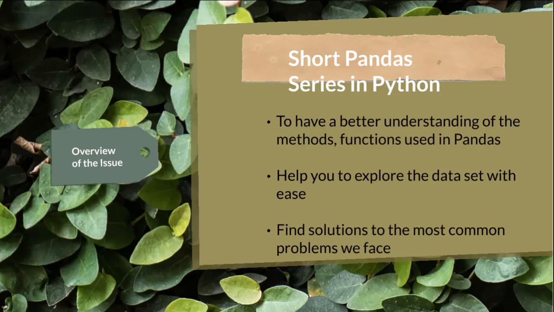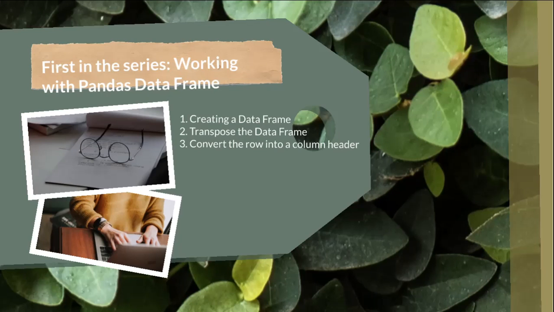These are the most common problems that we face while exploring a data set: how to convert a row into a column or a column into a row, rename, drop, and so on. We will be covering these in this short series. The first in the series is covered in this very video, where we will create a data set, transpose it, and convert a row to a column header.